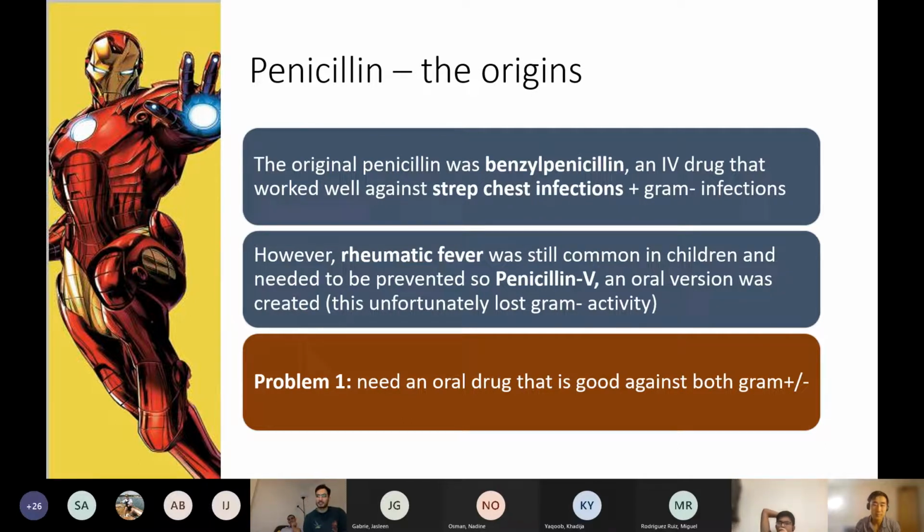Is there a link between severity of penicillin allergy? No, I don't think there is. Actually.